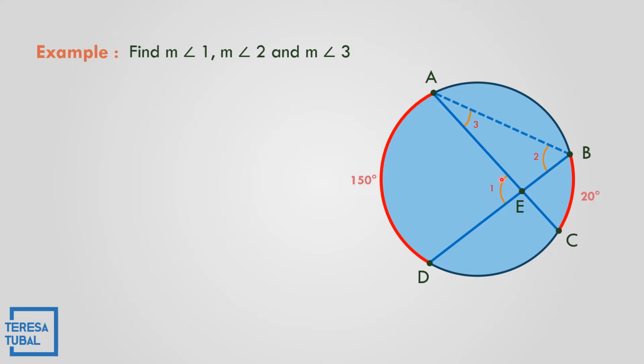In the figure, let us identify the angle 1, the angle 2, and the angle 3. The measure of the arc AB is equal to 150 degrees, while the measure of the arc BC is equal to 20 degrees. So let us solve.